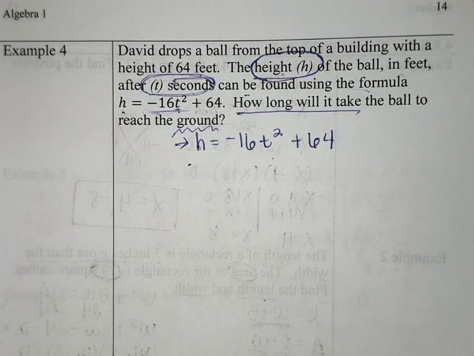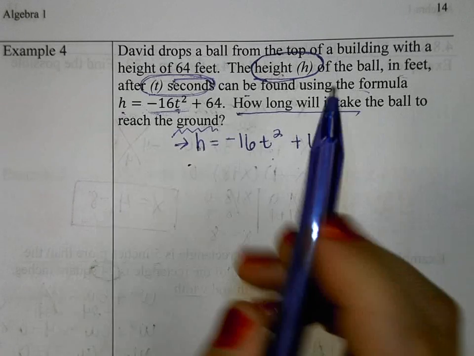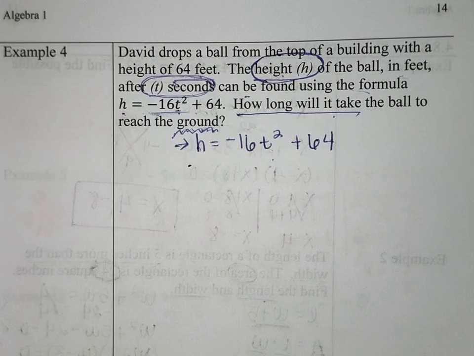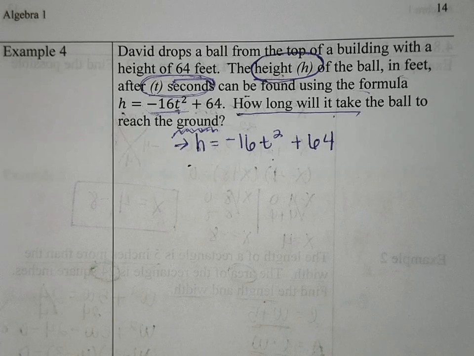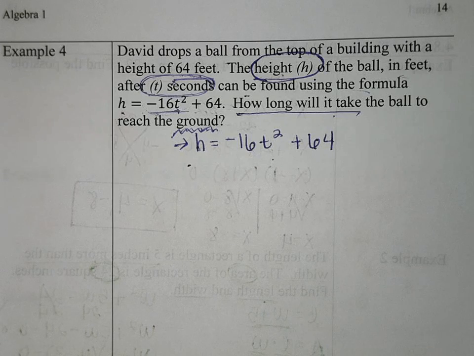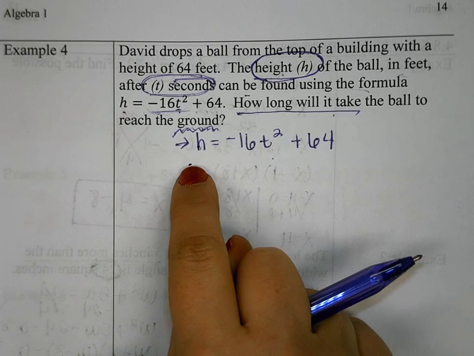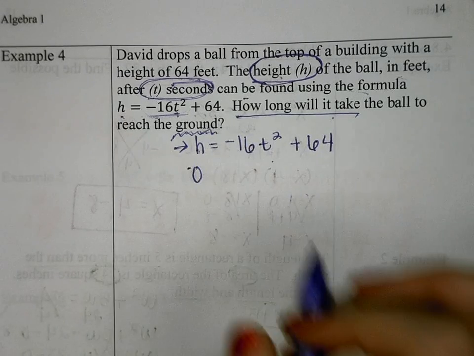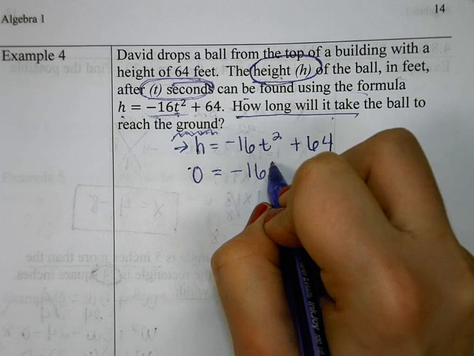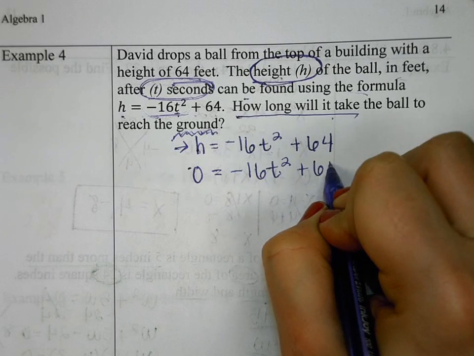Let's read the question again. How long will it take for the ball to reach the ground? What is the height of my pencil? Say that this table is the ground and I'm dropping my pen. Here it is at, I don't know, would you call that 2 feet? Let's say it's 2 feet above the table. Now I drop it. What's the height of the pen now? 0. So when the ball hits the ground, what's the height going to be? 0. So what should we plug in for the height? 0. So let's plug in 0 for the height. So 0 equals negative 16t squared plus 64.